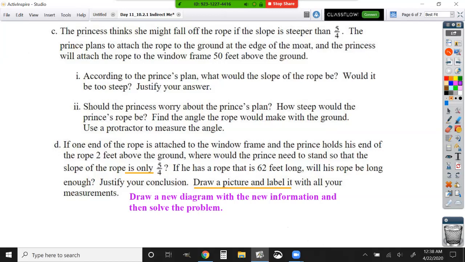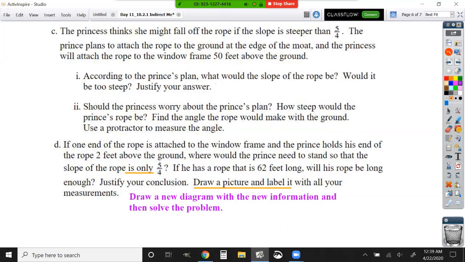Part C, the princess thinks she might fall off the rope if the slope is steeper than 5/4. The prince plans to attach the rope to the ground at the edge of the moat, and the princess will attach the rope to the window frame 50 feet above the ground. Let me read that again. The prince plans to attach the rope to the ground at the edge of the moat, and the princess will attach it to the window frame 50 feet above the ground. Basically what our picture shows.